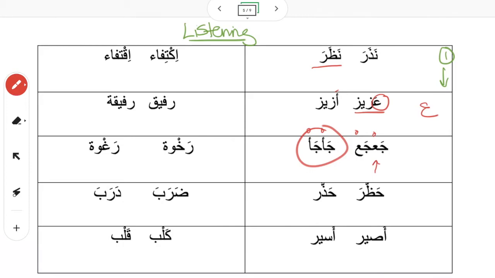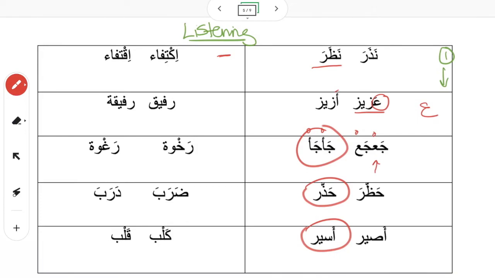Okay, let's look at the next one. This is very similar to number one. If I say حذر, if it's a the sound, it's going to be this. If it was حذر, it would be that. So remember the difference between light and heavy sounds. Light is the a sound, heavy is the a sound. Asir, with the light seen. Heavy would be asir.